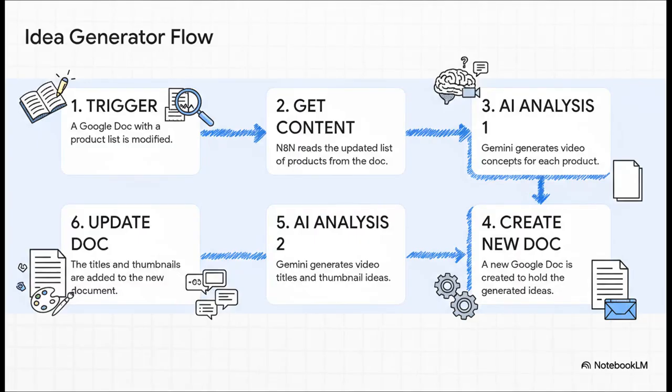So let's map this out, step by step. Each of these steps is a node. First, our trigger node just sits there, watching our Google Doc for changes. The second we update it, the next node grabs that product list. Then, we zap that list over to the Gemini AI to brainstorm some video concepts. After that, we create a brand new Google Doc, and then, this is cool, we send the concepts back to the AI to come up with specific titles and thumbnail ideas. Finally, the last node dumps all that awesome creative content into our new document. It all just flows automatically.